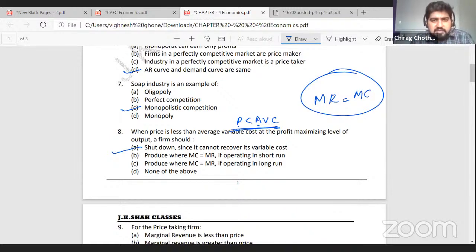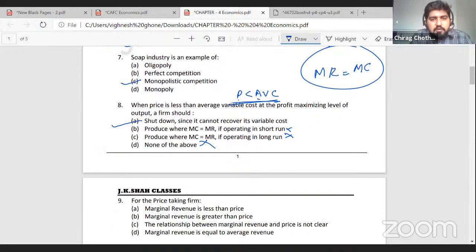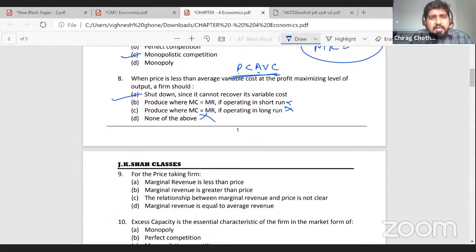What are options B and C? Let's have a look. Produce where MC is equal to MR if operating in the short run. In the long run, no. Both of these are wrong. None of the above, not applicable. Very clear in this, right? Next one: for a price taking firm. What do you mean by a price taking firm? It is perfect competition.